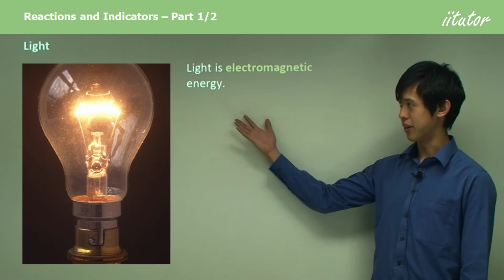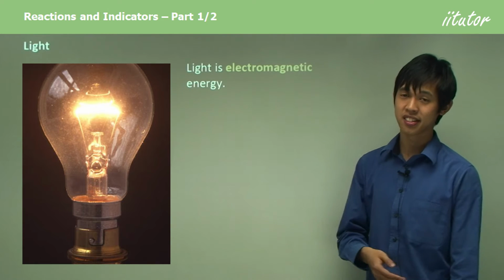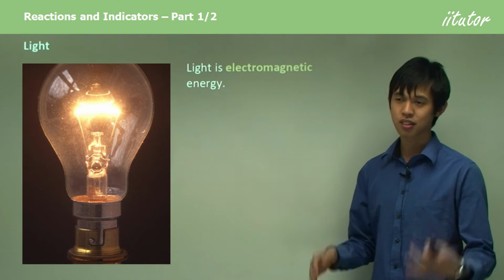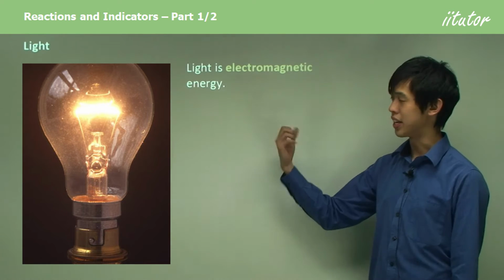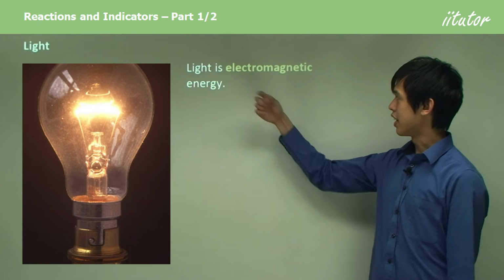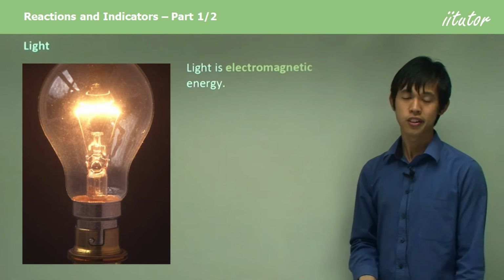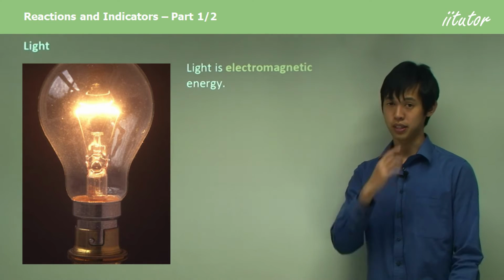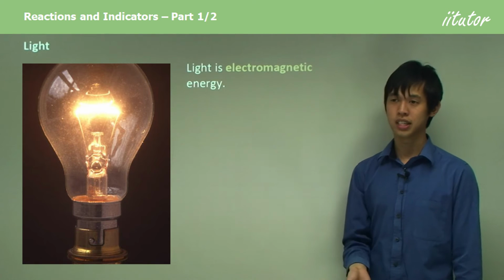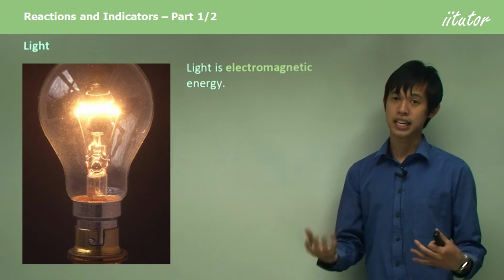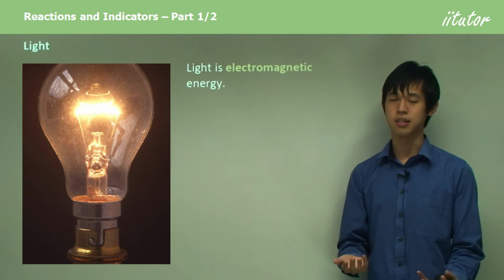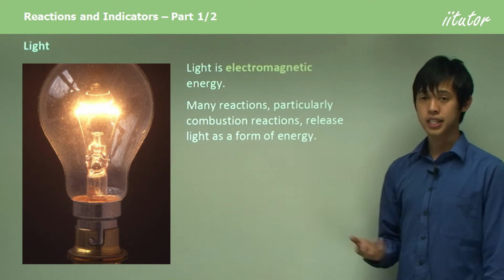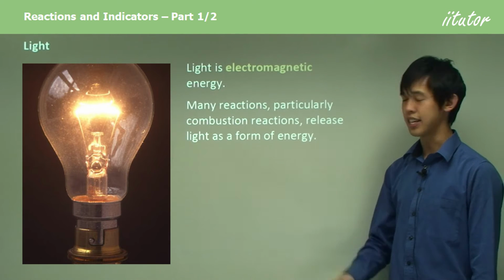So light. Here we have an old incandescent light bulb from the Edison days. Very, very inefficient, sort of an archetype of lighting. It emits light, obviously. So light is an electromagnetic energy. For those who've studied physics, electromagnetism shouldn't be too much of a stretch for you. But essentially all it is is electric fields and magnetic fields interacting with one another to produce light. Many reactions, particularly combustion reactions, release light as a form of energy.